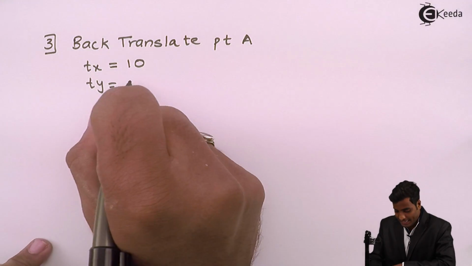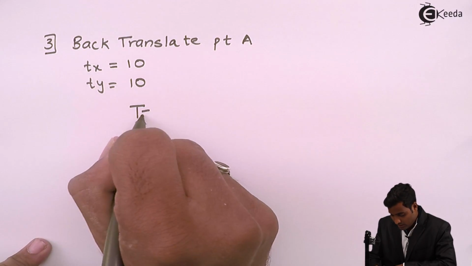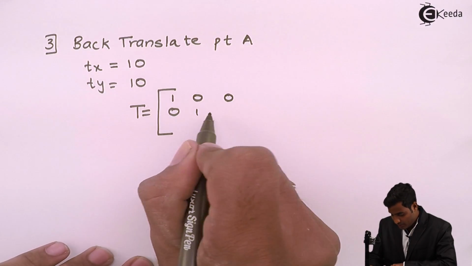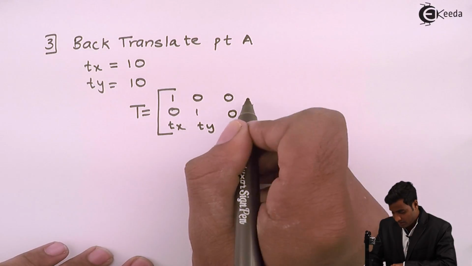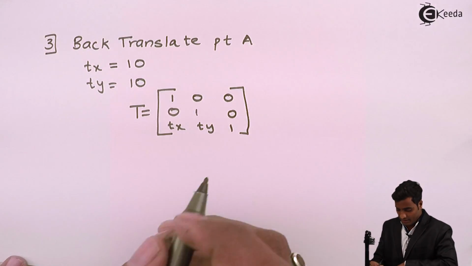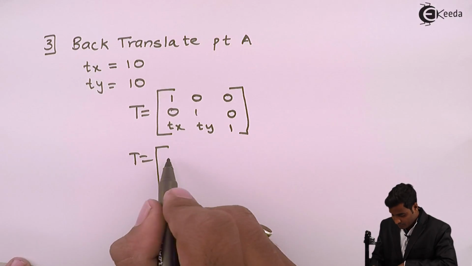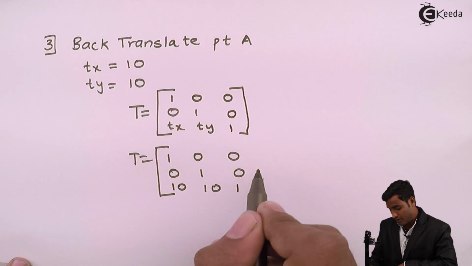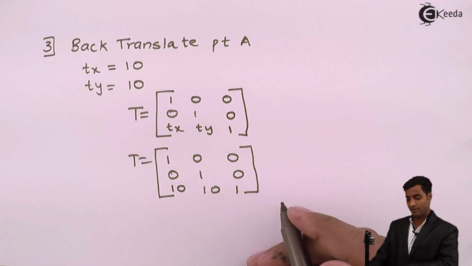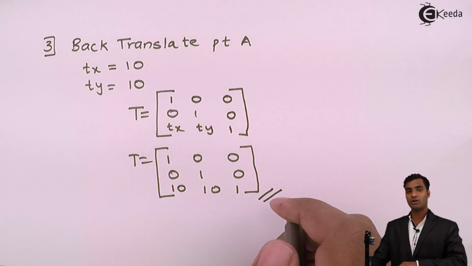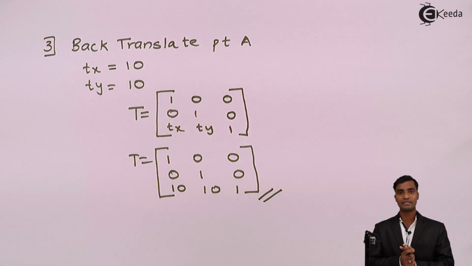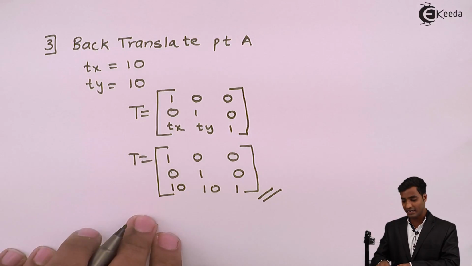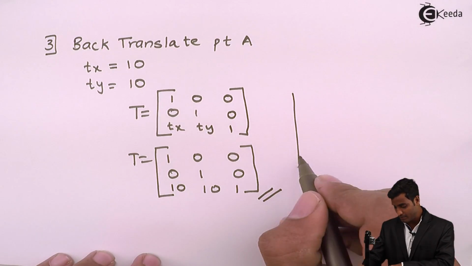So Tx will become 10 and Ty will become 10. The standard translation matrix we all know is 1 0 0, 0 1 0, Tx Ty 1. By replacing the values of Tx and Ty, the matrix becomes 1 0 0, 0 1 0, 10 10 1. So this is the matrix for back translation. Now in this problem we have to find the final transformation, that is the resultant transformation.